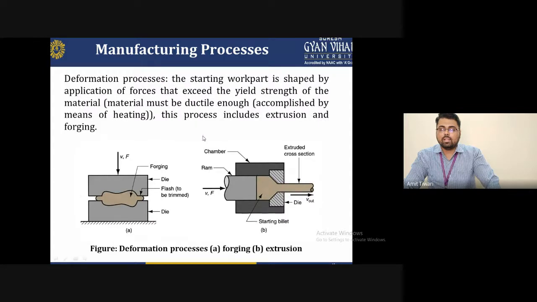This is another type of deforming process, that is forging and extrusion. These are the forging products. You apply forces on the upper part of the product, and the die is placed around the product. By applying the forces, you change the shape with various forces on the upper part of the body. Section B indicates extrusion, where a force is applied in the upward direction, and you change the dimensions of that particular material with the extrusion process.